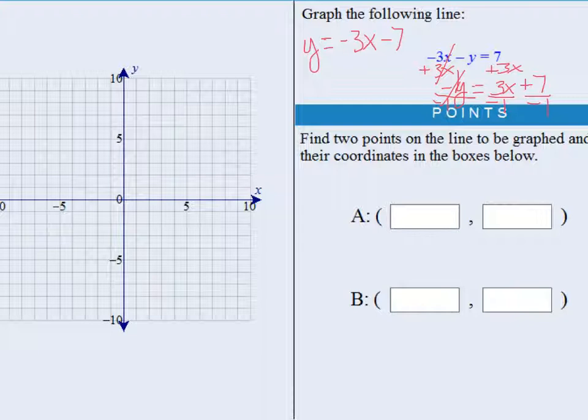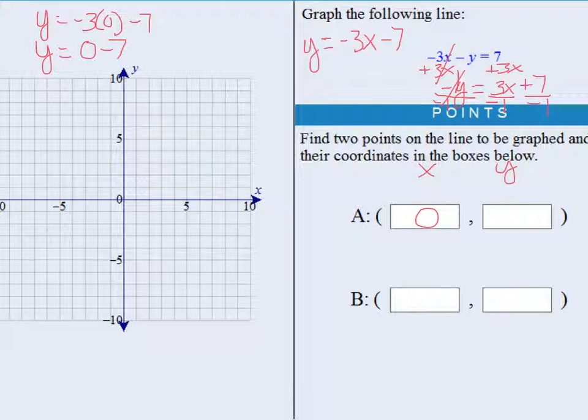By getting the y by itself, it's really easy to plug in points to get ordered pairs. And so you get to pick whatever you want to plug in for x. Again, let's try 0. That's usually easy. So then when I plug 0 in, I get y equals -3 times 0 minus 7. -3 times 0 is 0. And 0 minus 7 is -7. So I'd put a -7 for my y value. Let's try another point. Let's throw in a negative just so we practice doing that. Let's say it's a -3.